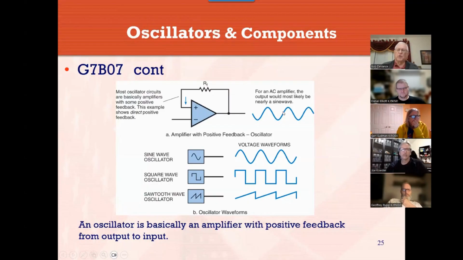This particular thing, they're showing a sine wave. We can use different components. We can have it generate a square wave if we wanted to, or a sawtooth wave, which is this up and down thing there. We can control the frequency with various components, all kinds of ways to do that. But the point here is that an oscillator is just an amplifier with a positive feedback.